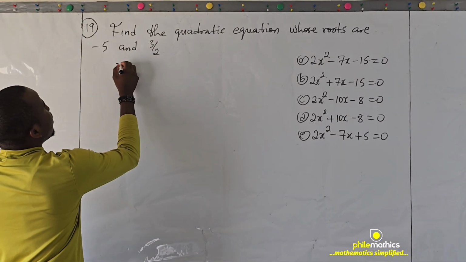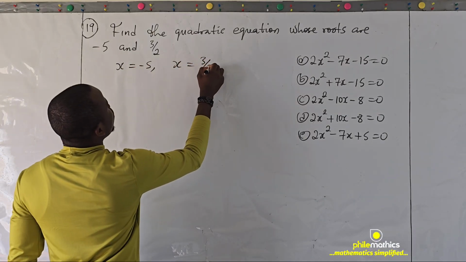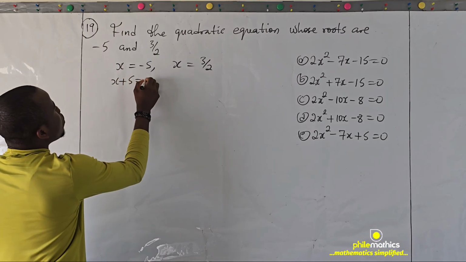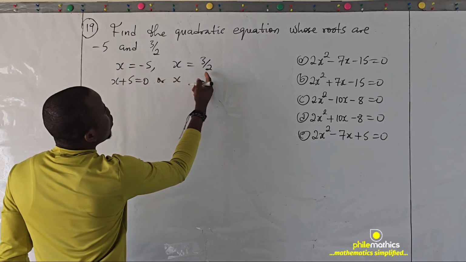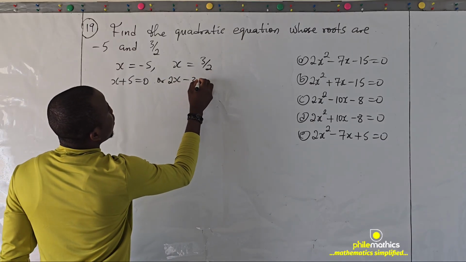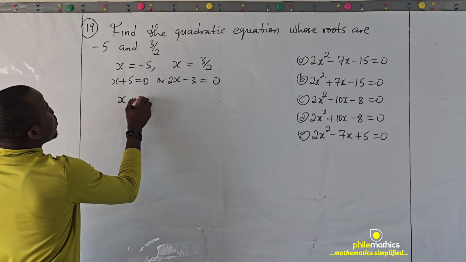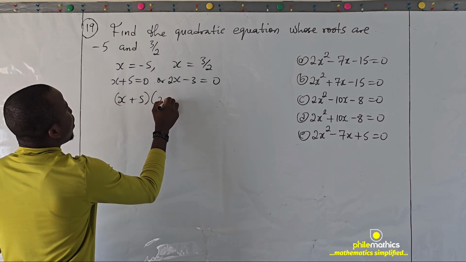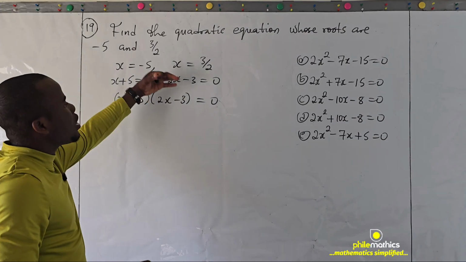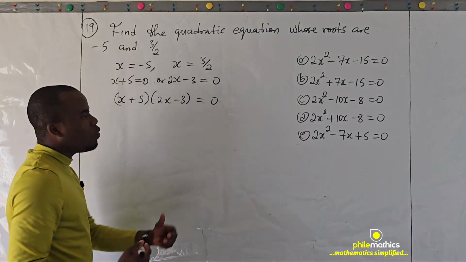So if we say let x equals minus 5 and x equals 3 over 2, if we take it to the left hand side, we'll have x plus 5 equals 0, or x equals 3 over 2, so if we multiply, this is 2x minus 3 equals 0. And so you have to multiply x plus 5 and 2x minus 3, then the product will give 0. Just like reverse engineering. So you know how to multiply two factors.